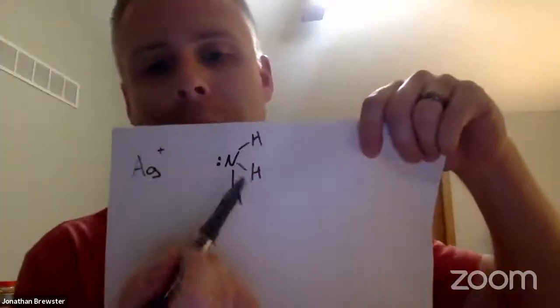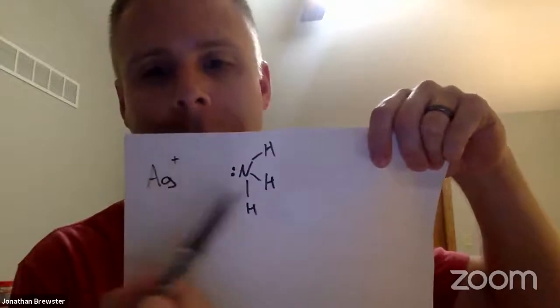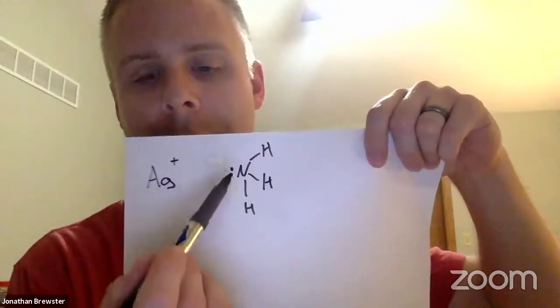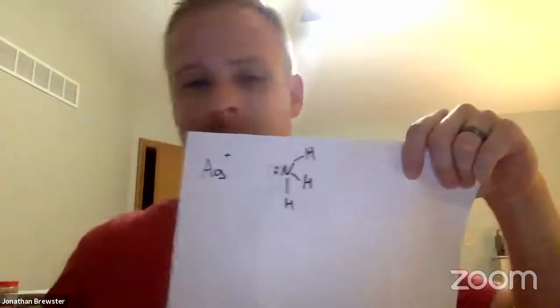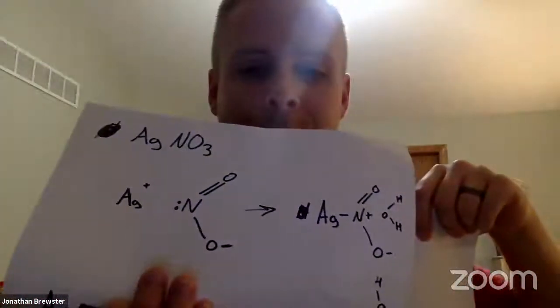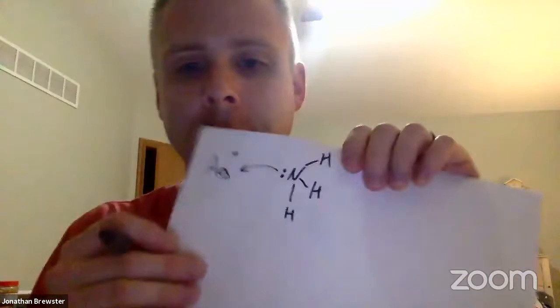There. So here's ammonia, and here's silver. If it was by itself, it would have its plus charge. And again, nitrogen has these lone pair electrons on the ammonia. And those electrons can go into a d orbital. You don't need to know about the d orbitals, but it's just how the bond ends up forming. And what does that mean?